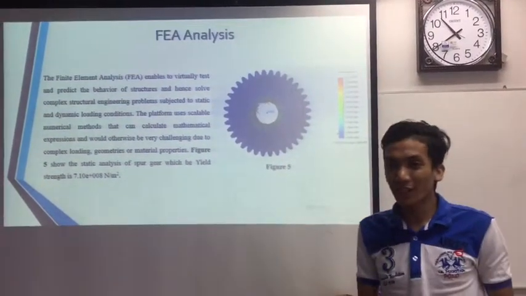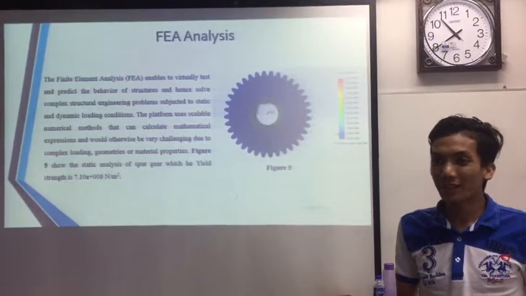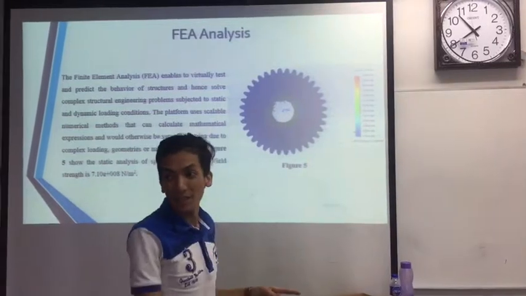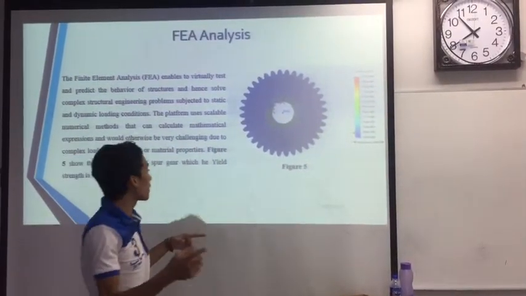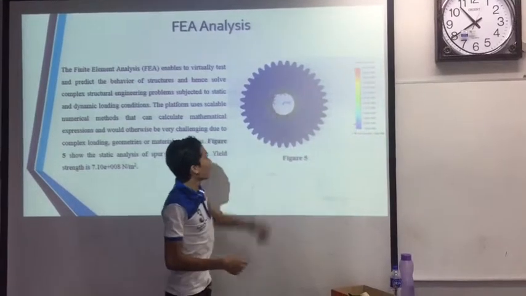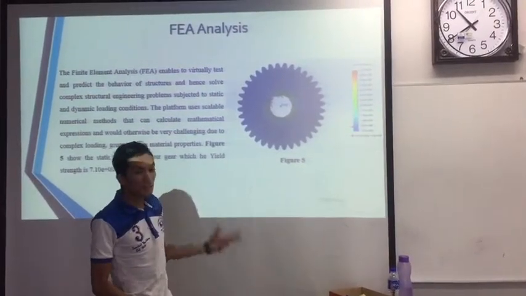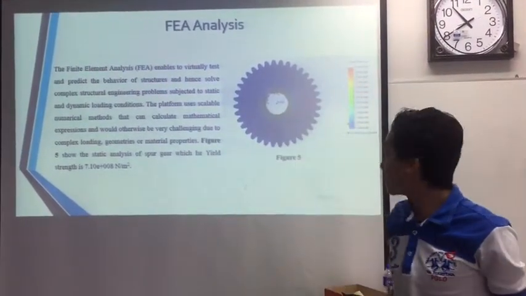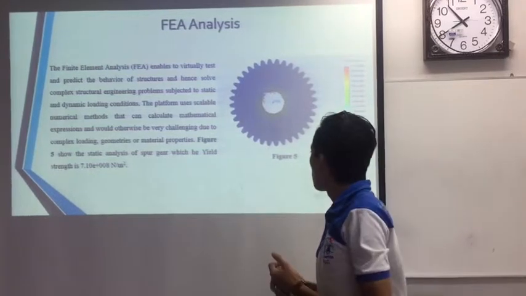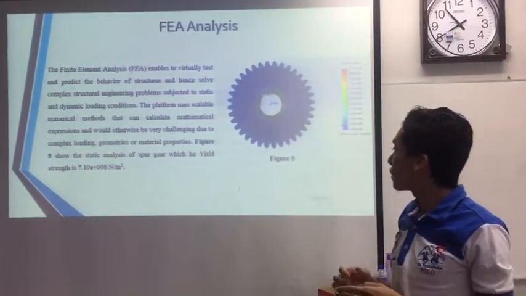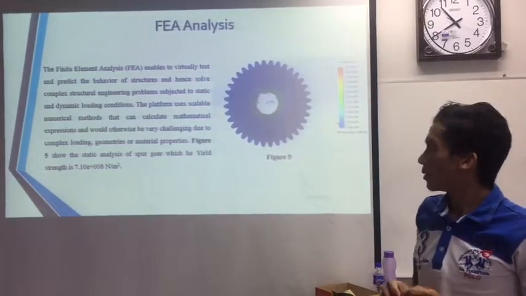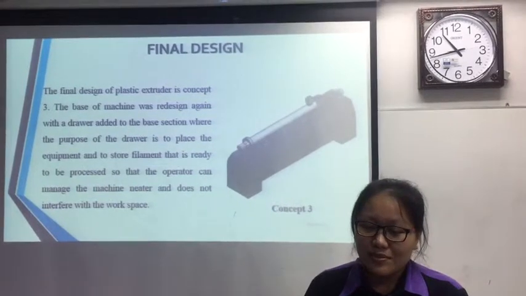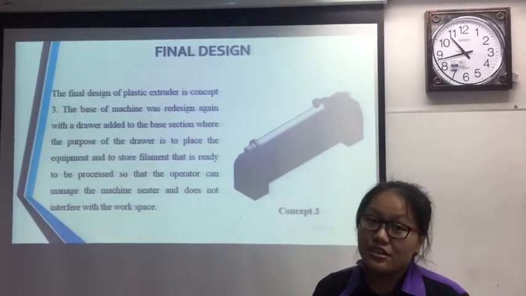For this analysis, I chose the spur gear to do the analysis, and I applied the load at the gear, and we can get the maximum stress of 9.6 Newton-meter, and the strength is 7.10 Newton-meter. After the Pugh method was used in the design selection process, this is the final design of the extruder machine for plastic filament.